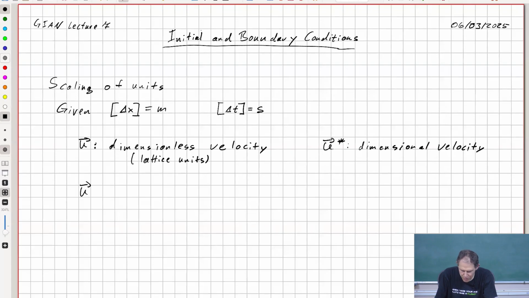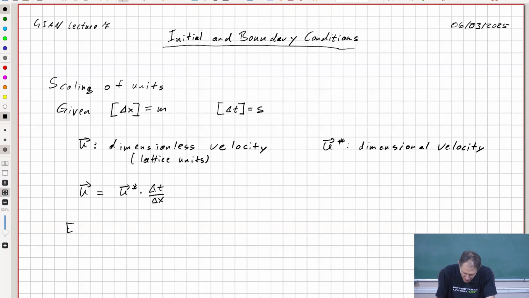So u is basically the physical velocity that we have to translate into the lattice velocity, which we do by introducing delta t divided by delta x. These, of course, come in their physical units, and then we get to the velocity that we have.